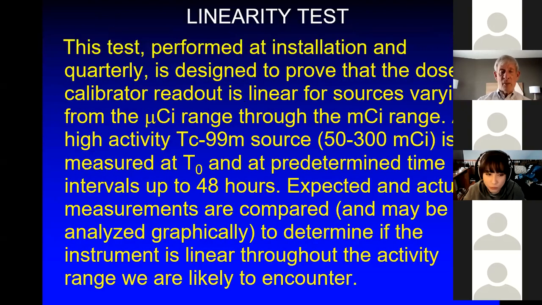So here's what we do. We take a source of about 300 millicuries of technetium. We measure it at time 0. Let's say it's exactly 300 millicuries, just for the sake of simplicity. Then we decay correct it. What is it going to be in 1 hour, in 2 hours, in 4 hours, in 8 hours, in 24, and 48, 72, 96, 120? You have to take it out until you end up with a reading of down to about 30 microcuries. And so you're going to decay it and read it at all those various points in time, and you're going to compare your reading and the calculated reading that you have done by decay correction.